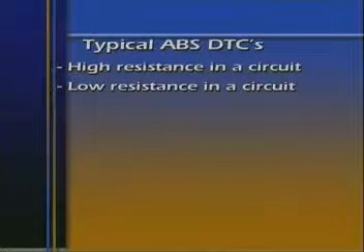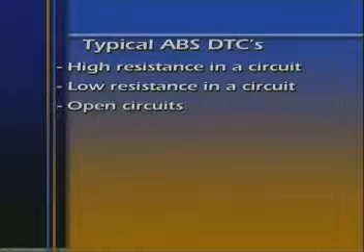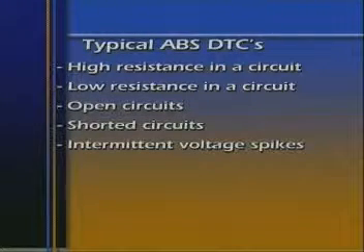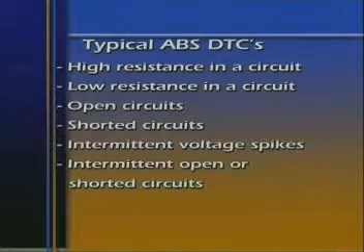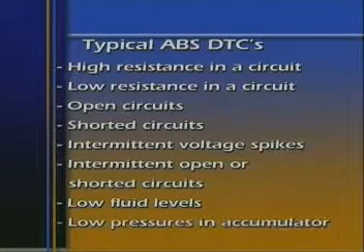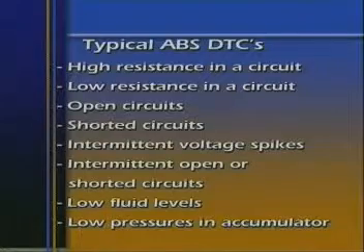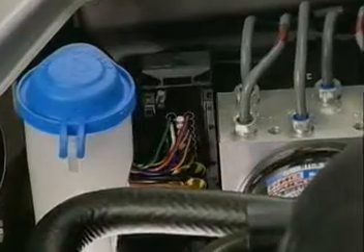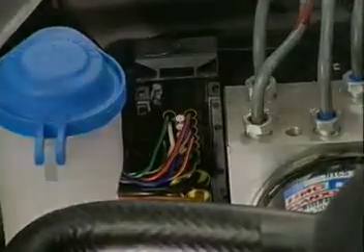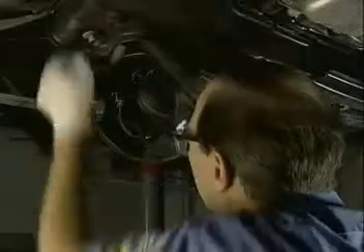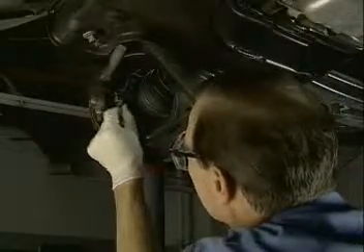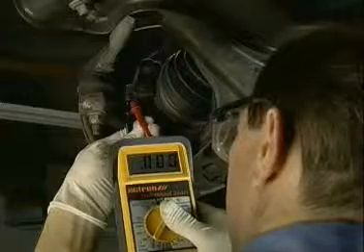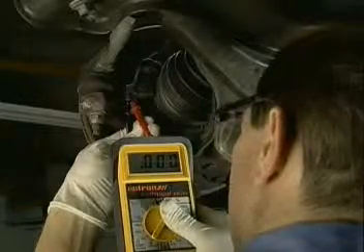In a typical ABS system, diagnostic trouble codes can be set by high resistance in a circuit, low resistance in a circuit, open circuits, shorted circuits, intermittent voltage spikes, intermittent open or shorted circuits, low fluid levels, or low system pressures in the accumulator. High resistance in a circuit is often caused by loose or corroded connections or by frayed wires. Sensors with partially open windings in their coils will also have high resistance. Low resistance in a circuit is usually caused by partially shorted wires in a sensor coil winding.